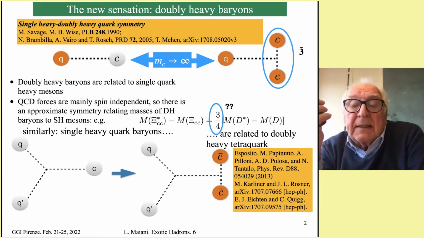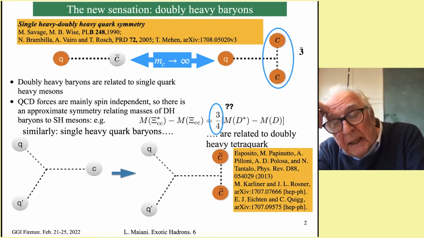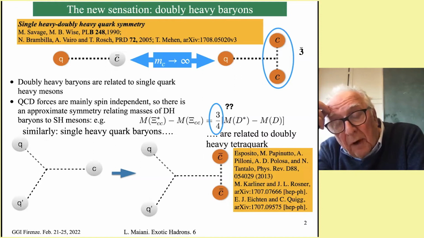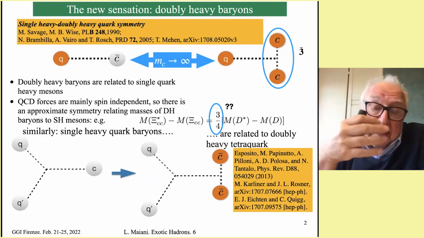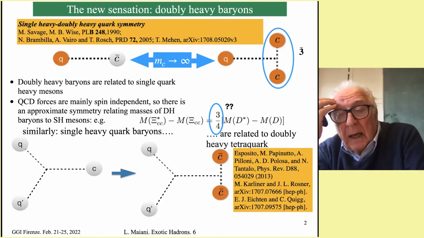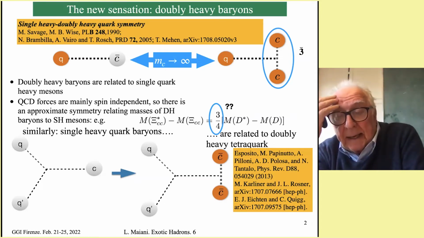This particular symmetry was discovered some time ago, and the possibility of hadrons with two heavy quarks and the rest light quarks has been proposed by several people, by the Rome group, by Carlitz and Rosner, Eichten and Quigg, etc.